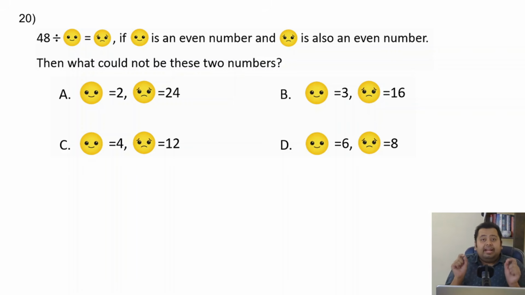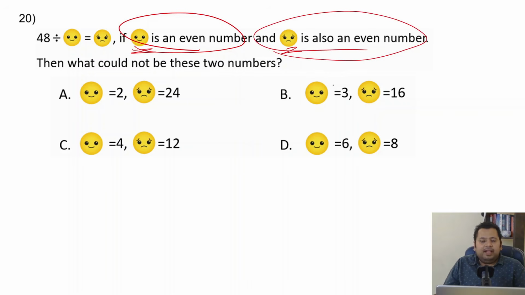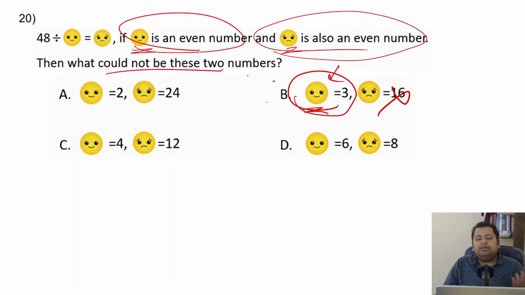Great. I hope you have tried it before looking at the solution. So, very simple. What's given is that the happy smiley is an even number, and the sad smiley is also an even number. But here, the happy smiley is given as 3. Now, is 3 an even number? No. So obviously, this cannot be happy smiley and sad smiley. So option number B is your correct answer.